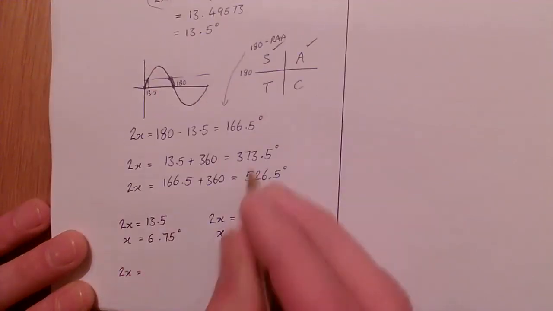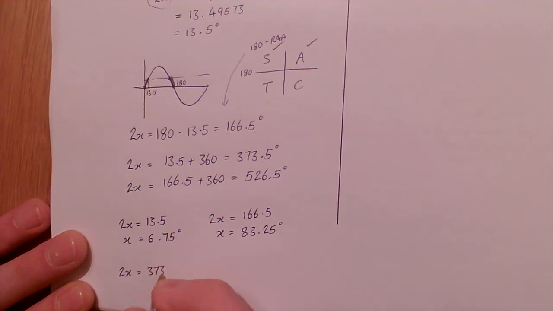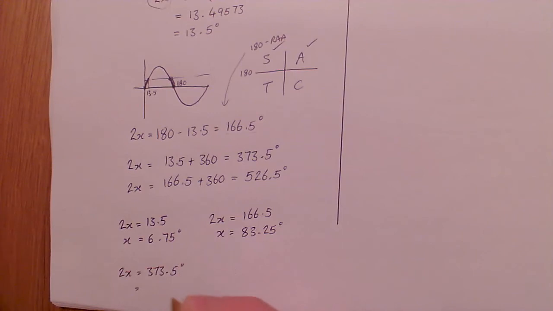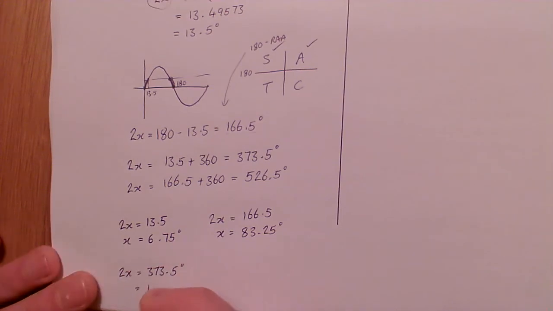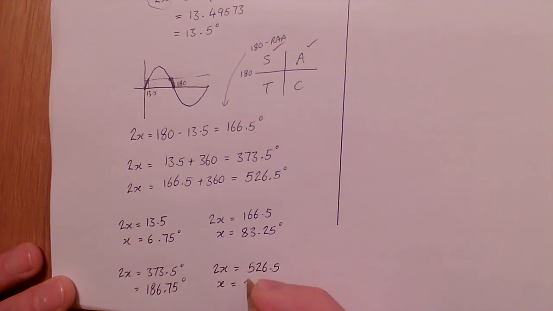2x could equal 373.5. So this is actually quite repetitive. Once you've figured out this last bit and what you're actually trying to do with it, then it's quite just working through each one. But it is important you don't do any of this division work until the end, otherwise you'll mess up your angles.